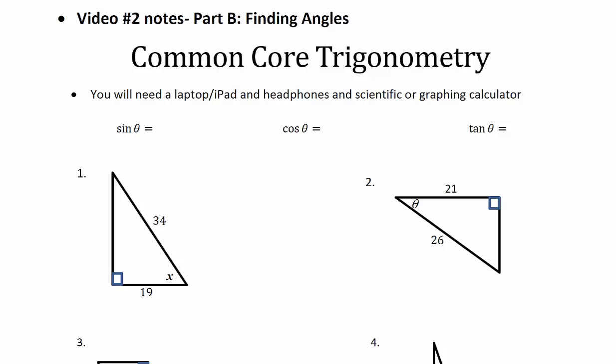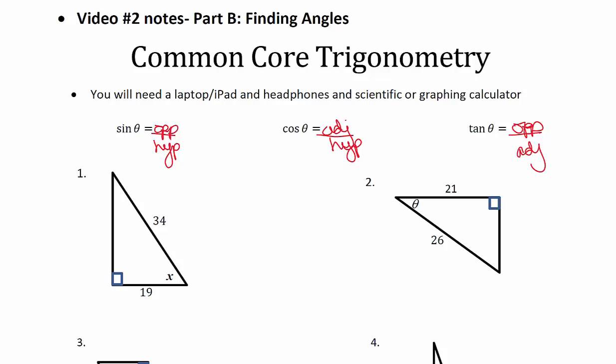All right, so we are moving on to part 2, or part B, finding the angle. So same exact idea as last time. We need the same exact formulas. So we have to remember that SOHCAHTOA, which meant sine was opposite over hypotenuse. Cosine is adjacent over hypotenuse. And tangent is opposite over adjacent.